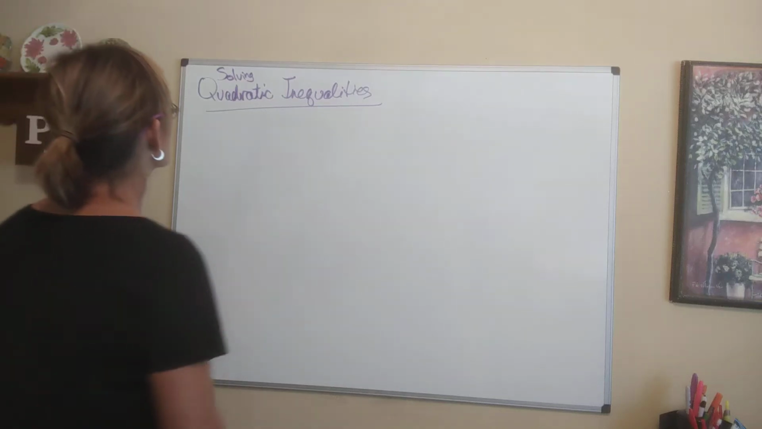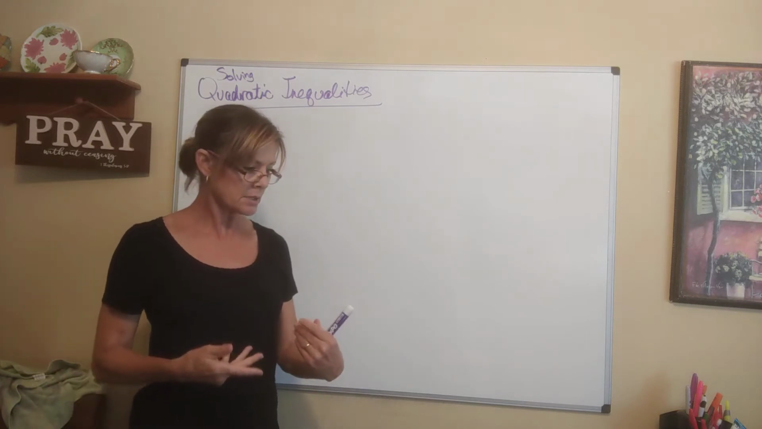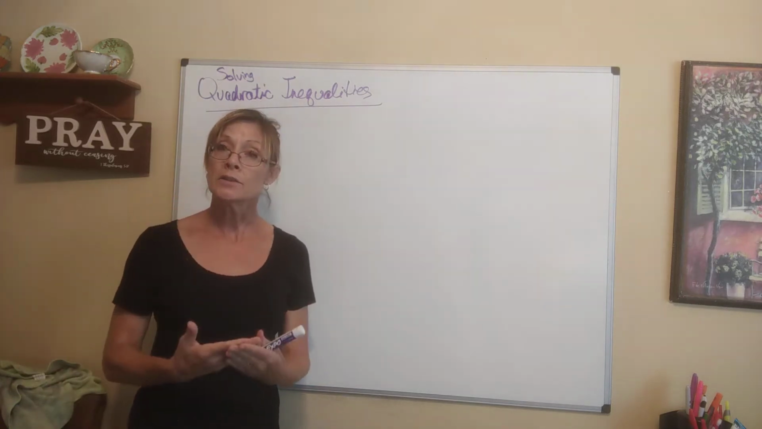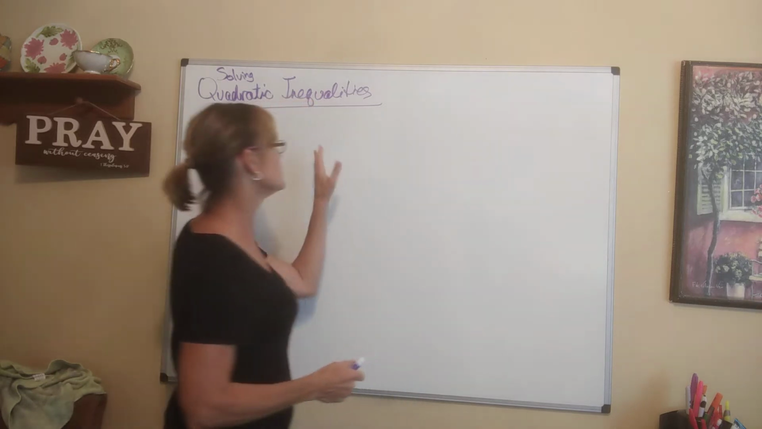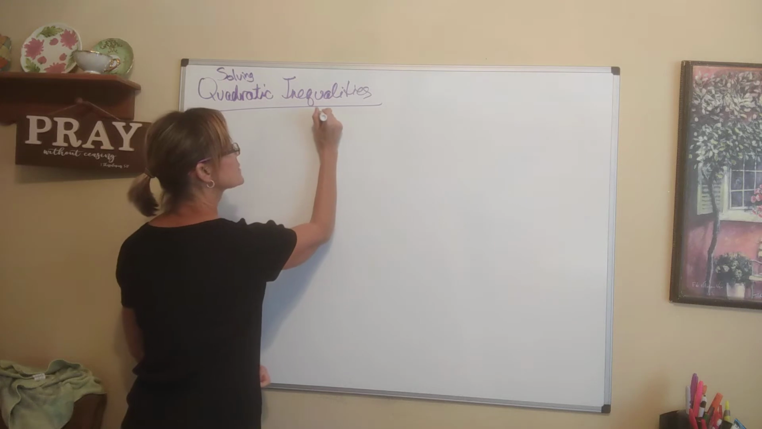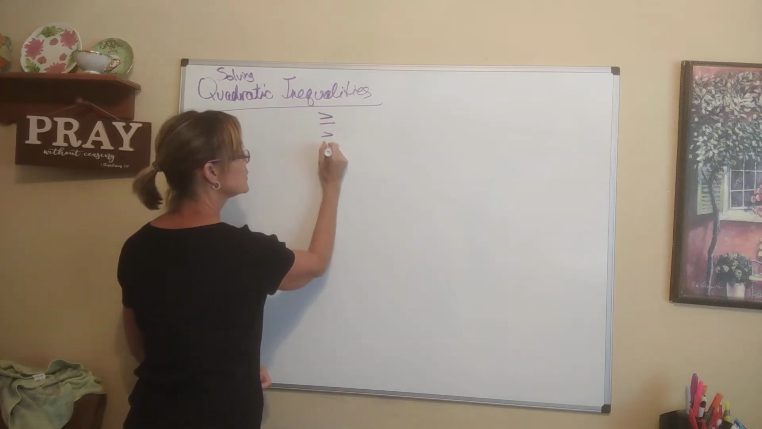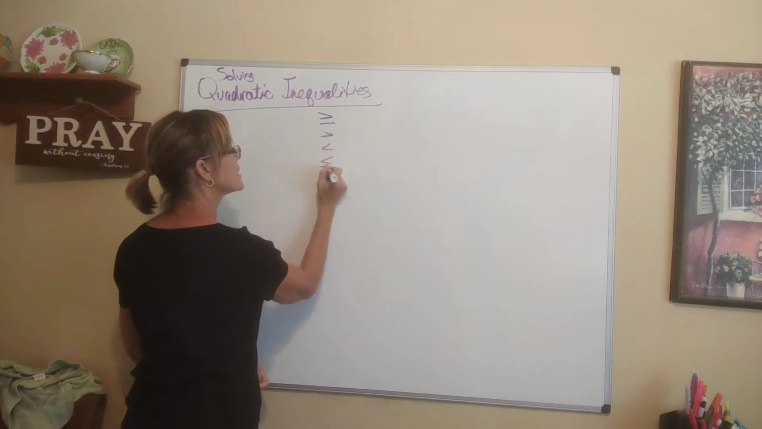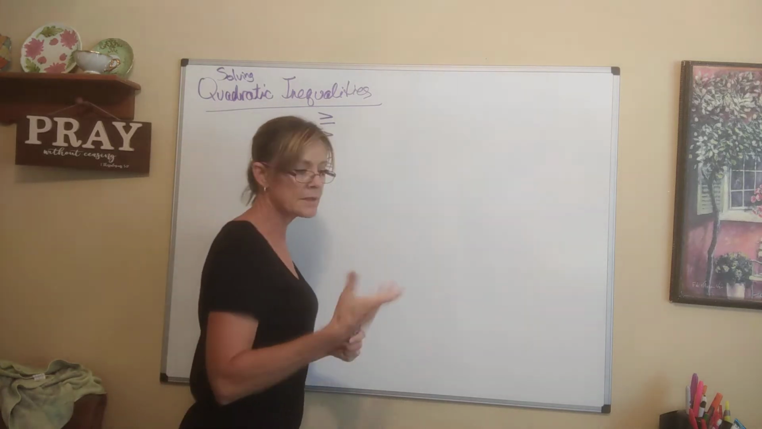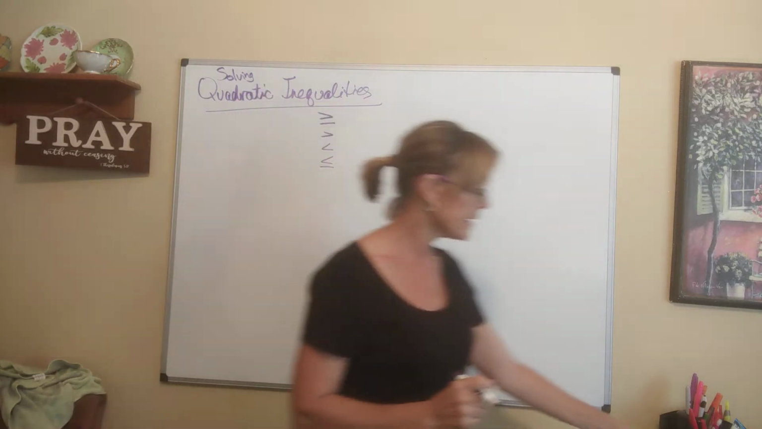Okay, this video is about solving quadratic inequalities. In the previous videos, we've been looking at solving quadratic equations. The difference between an equation and an inequality is the sign. Instead of an equal sign, we'll have something like greater than, less than, or less than or equal to. These are inequality signs. This is, for instance, what a quadratic inequality looks like.